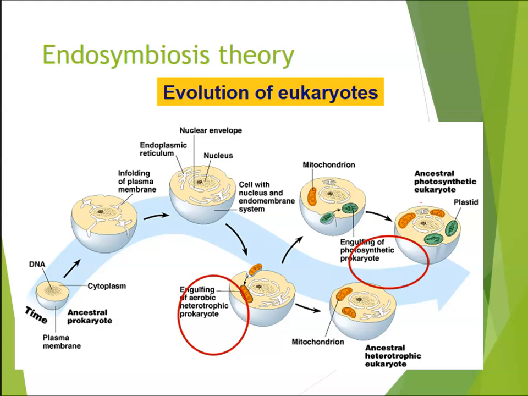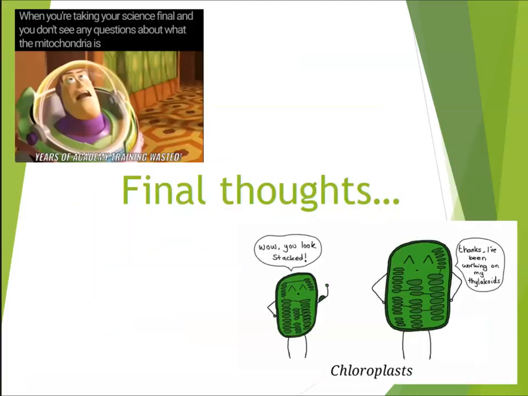And our evidence is that the chloroplast and mitochondria can self-replicate. They have their own genetic material. They have enzymes and ribosomes very similar to an ancestral prokaryotic cell. And your final thoughts for today, one for each organelle.